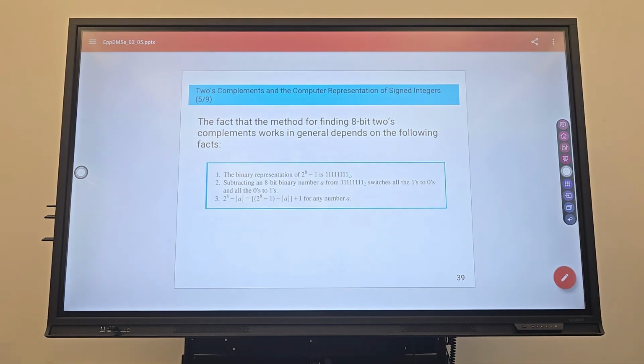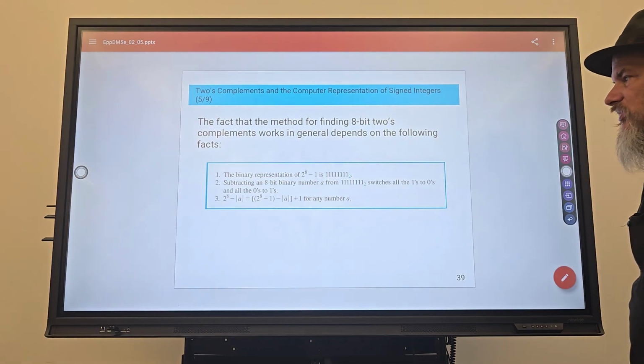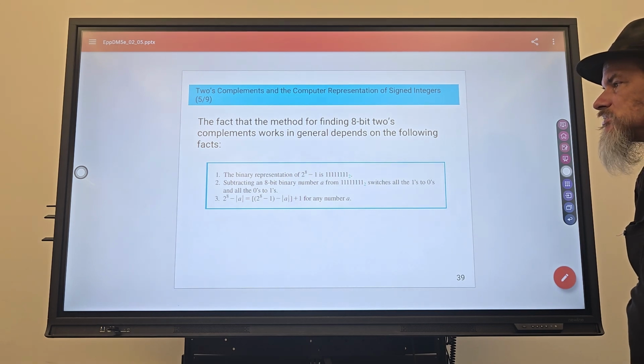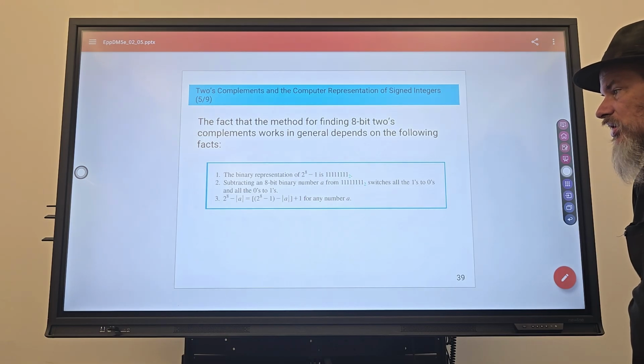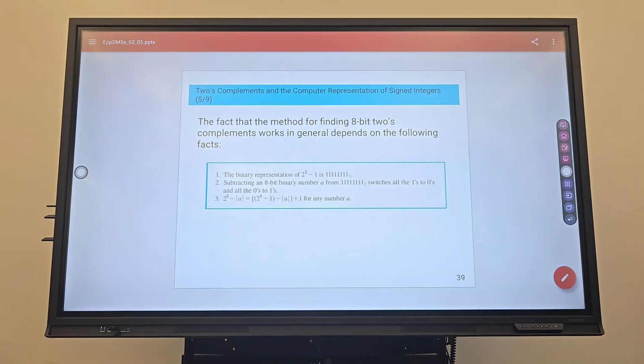The fact that the method for finding the 8-bit 2's complement works in general depends on the following facts. The representation of 2 to the 8th minus 1 is all 1's. Subtracting an 8-bit binary number a from all 1's switches all the 1's to 0's and all the 0's to 1's. So this little equation is true for any number a.